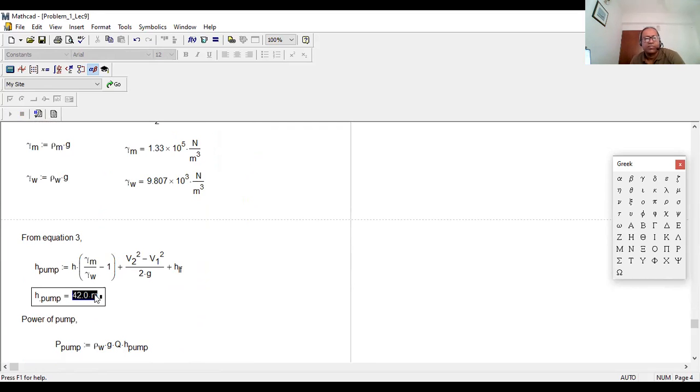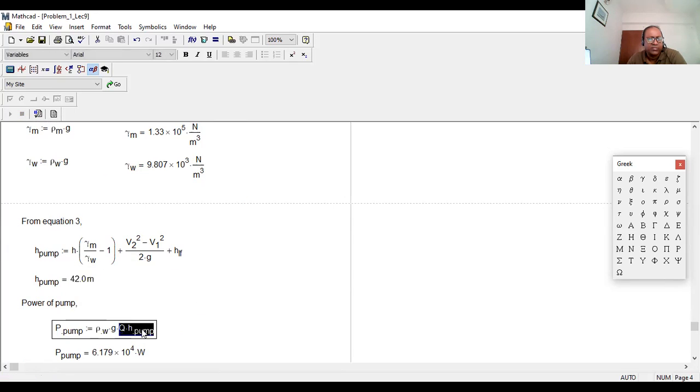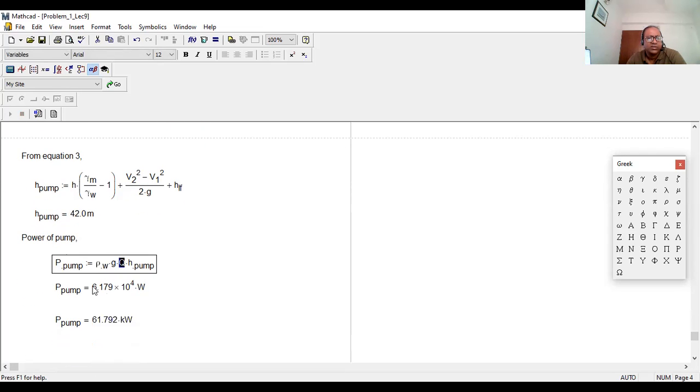Now what is the power of the pump? H rho G Q. So H is the head of the pump. This is the Q already given in the problem. Rho you already know. So you get this in watts, then we convert into kilowatts. Okay.